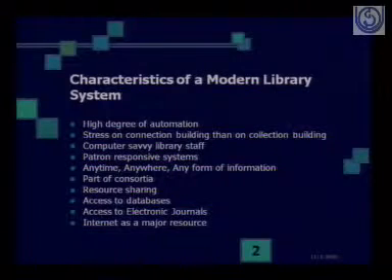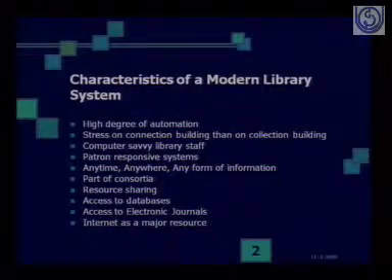In the previous presentation, I have already discussed the characteristics of a modern library system. As I have already mentioned, for a modern library system, we require a high degree of library automation. There has to be more stress on connection building rather than collection building. The staff should be fully able to handle the computerized activities. And basically, we have to give more stress to resource sharing, consortia, and we should have access to electronic journals and databases, which are online or in-house. Besides that, the internet has to be exploited as a major resource.